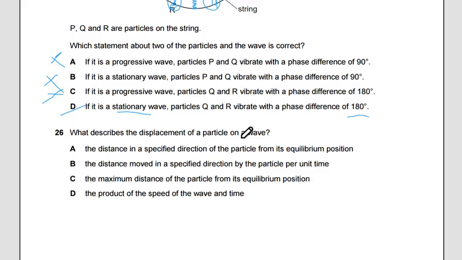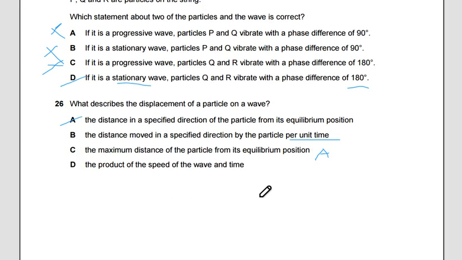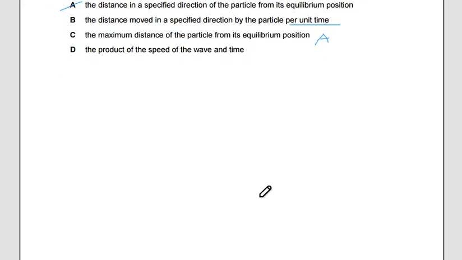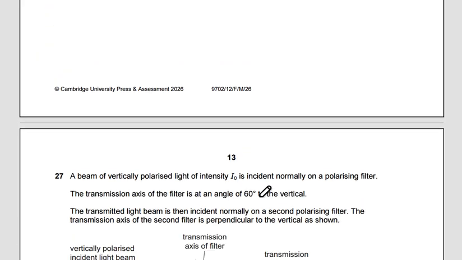Displacement of a particle on a wave. It is distance in a specified direction from equilibrium, yes. If we look at the other choices just to revise and make sure: distance in a specified direction by particle per unit time, this is not displacement if it is per unit time. Max distance from equilibrium position, this is amplitude. Product of speed and time, this is distance traveled by the wave, not displacement of particle on a wave.